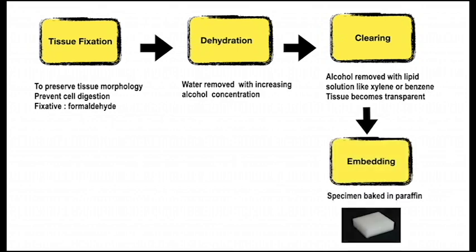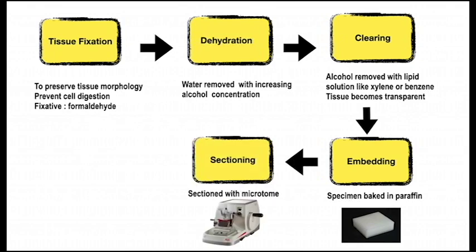The next step is embedding, wherein the specimen is now immersed in paraffin and baked to form a paraffin block. The tissue now is firm enough to be sectioned in thin slices using a microtome machine. Tissues to be studied under the light microscope are sliced 1 to 10 micrometers in thickness, while sections of tissues that will be used for electron microscopy are 60 to 130 nanometers or 0.06 to 0.13 of a micrometer.